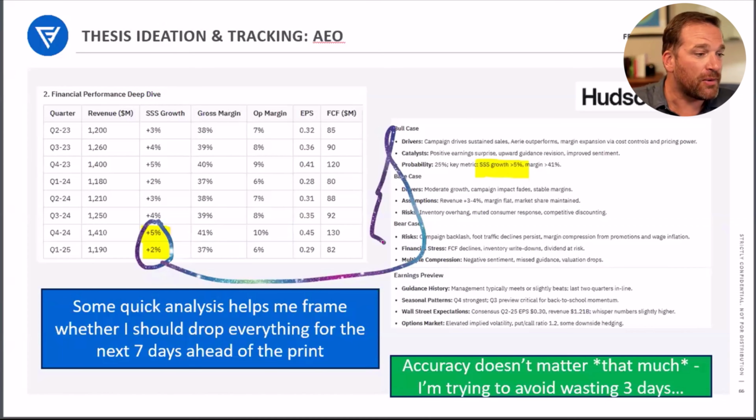Or does this give me 4 or 5 nuggets to go back to my PM and say, hey, I looked at this for 2 hours. This is the bull and bear. This is what's happening. Here are a few nuggets. What do you think? Should I continue to go down this path?